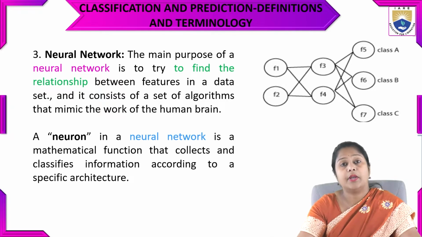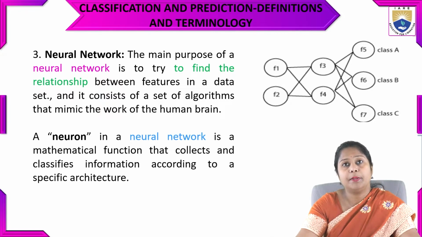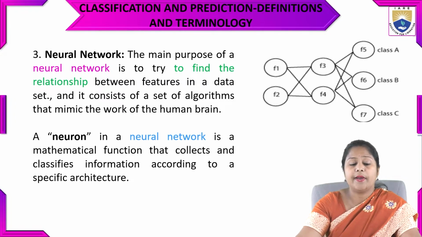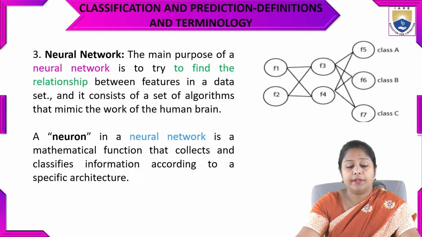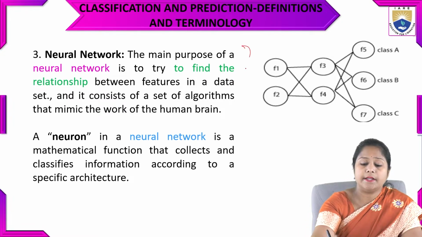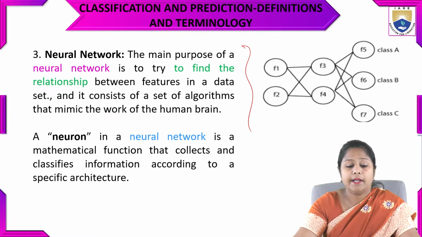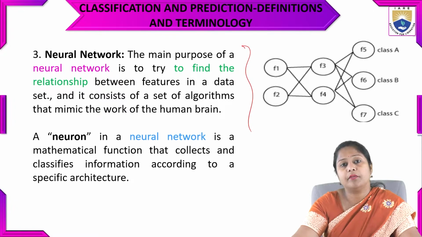Neural network. So another form is the neural network. The main purpose of using the neural network is that we have to try to find out the relationship between the features in a data set. So what features are there in a particular data set and what is the relationship between them? It also consists of a set of algorithms, and that is going to tell about the work of a human brain. So basically it works like a human brain.